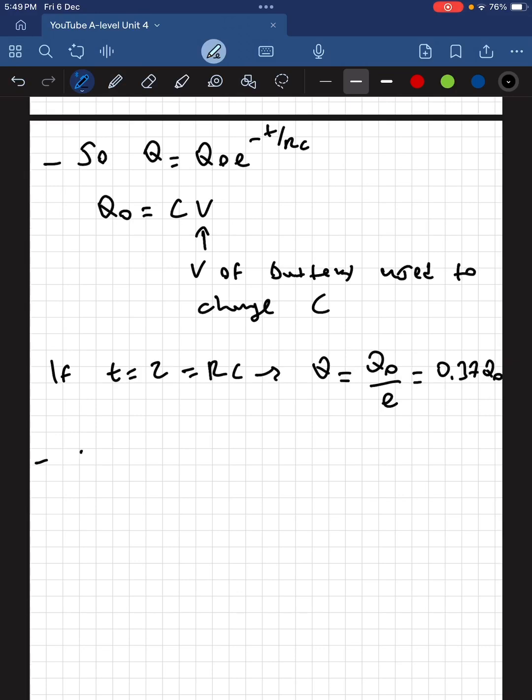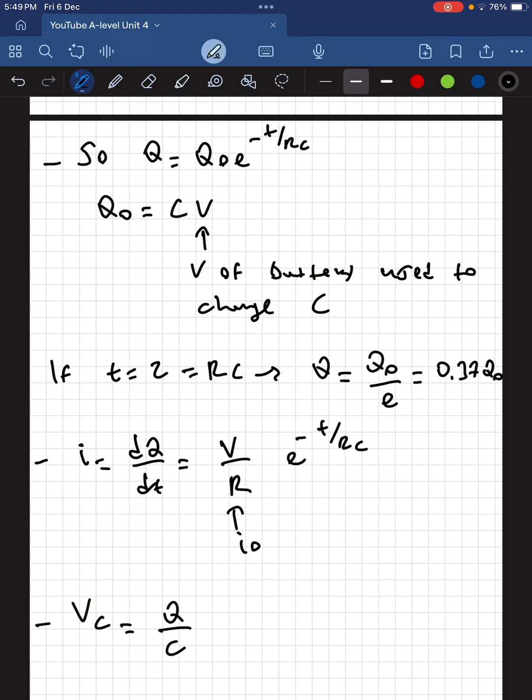Now let's go find the curves for current. So current is dQ over dt. If we find the derivative, we find that this is equal to V over R e to the minus t over RC, where this is I naught like before. So the current again drops in the circuit as we discharge the capacitor, just like the case when we charge the capacitor. And let's talk about the voltage, which is Q over C, e to the minus t over RC.